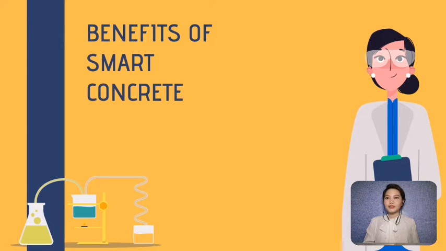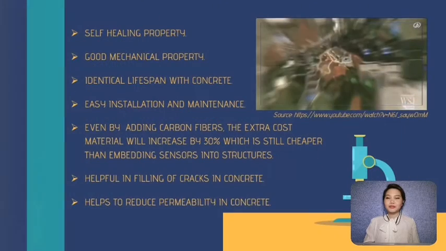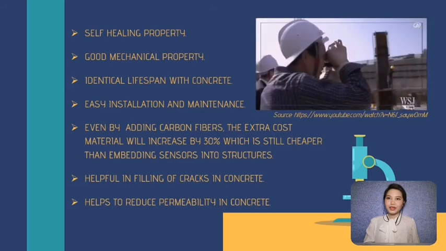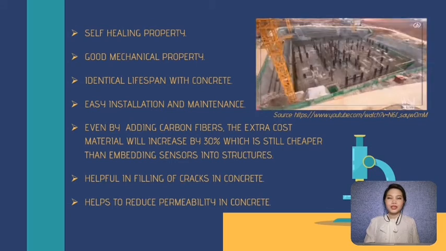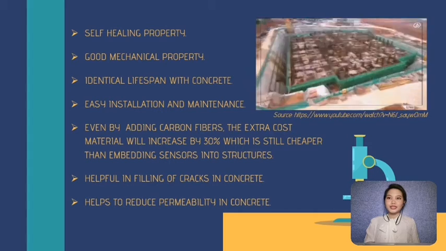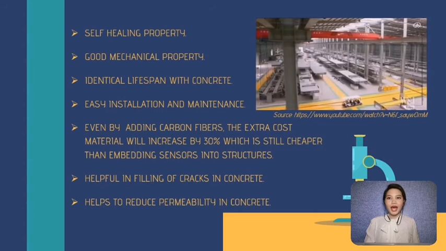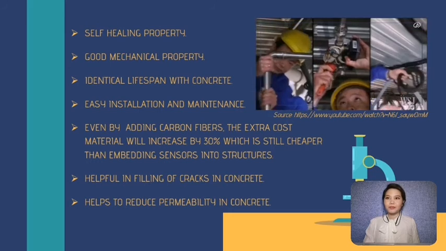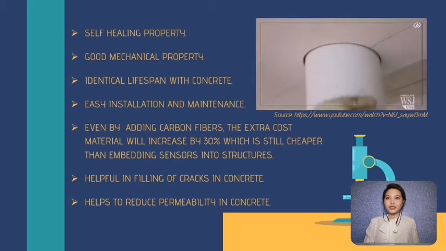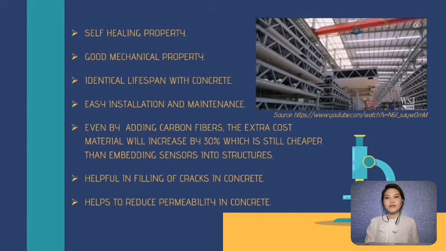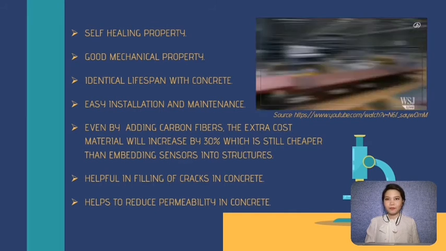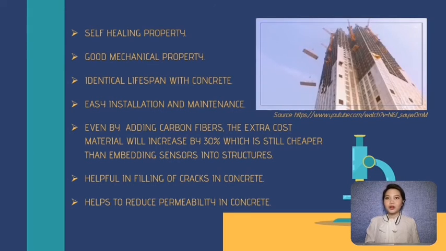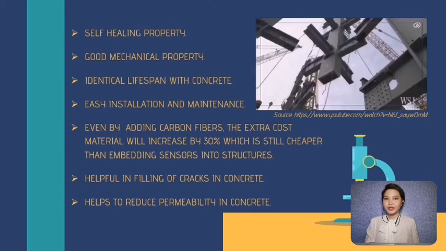Moving on to the benefits of smart concrete, it has benefits such as self-sensing property, with mechanical properties and a lifespan identical to concrete. The maintenance and installation are quite easy. It has been found that even by adding carbon fiber, the extra cost of materials will increase by 30%. But this increase in cost of materials is still cheaper than inserting sensors into the structure. It has other benefits like filling the cracks in the concrete and also reducing the permeability of concrete.